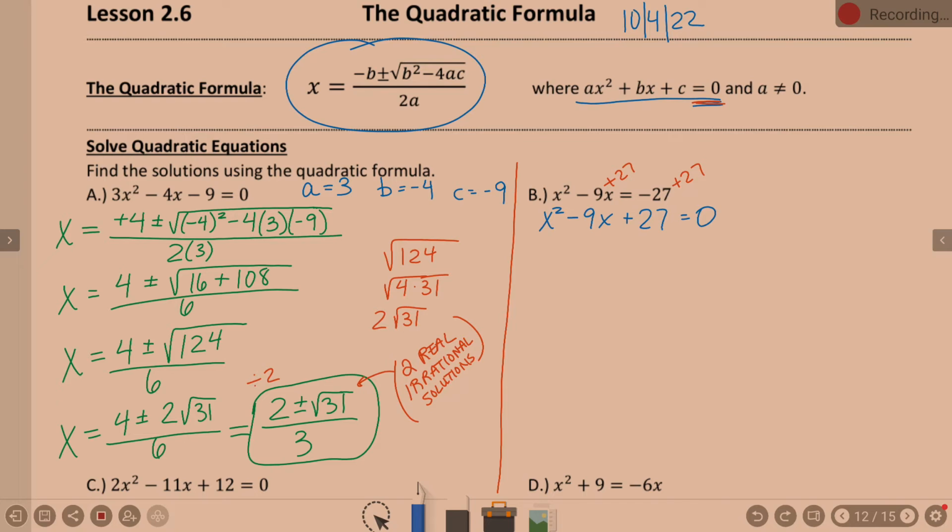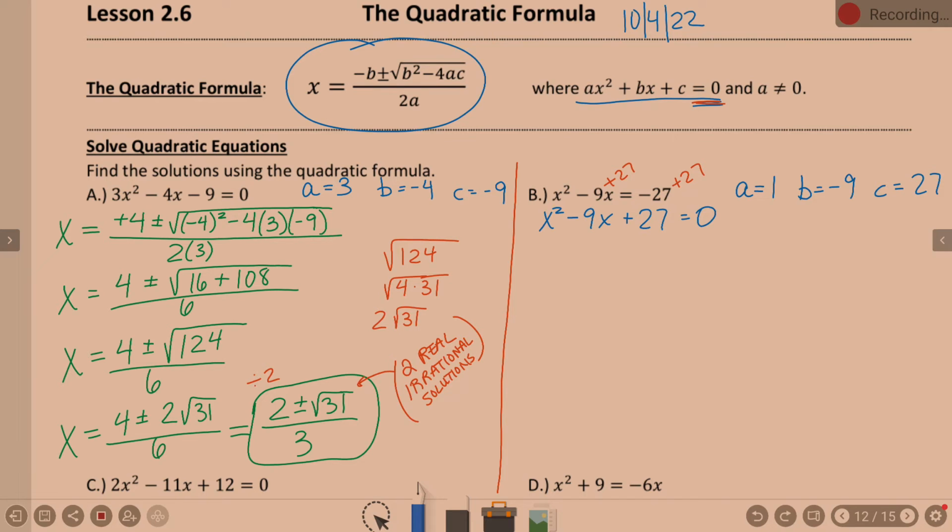Okay? Now identify your ABC. And some of you may say, I don't need to write down my ABCs. That's your call. But what is A? 1 is what's in front of x squared. What is B? The negative 9 in front of x. And what is C? Notice it is positive 27 because we had to move that 27 over.